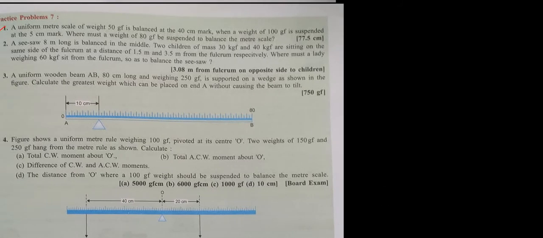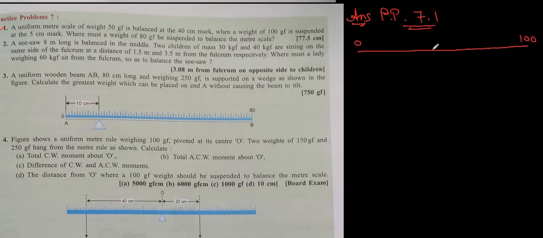It says a uniform meter scale of 50 GF is balanced at the 40 centimeter mark. First of all we'll draw the diagram. Before drawing the diagram I will write: answer, practice problem 7.1. So uniform meter scale of 50 GF. Here 0 and here 100. And it is balanced at which mark? 40. So this one is the middle.